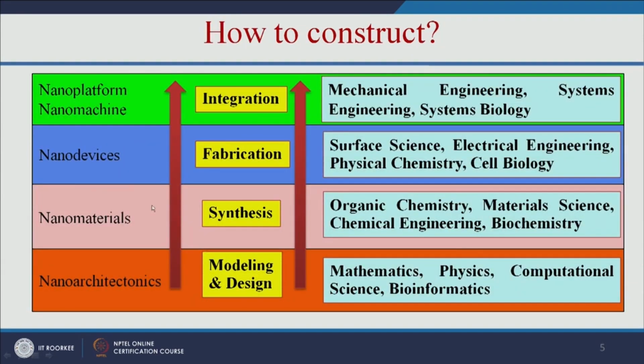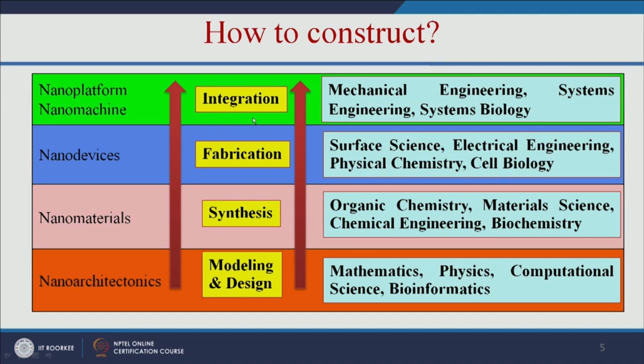So how do we construct a nanomachine? The first step is modeling and design, which comes under nanoarchitectonics, and these are the fields contributing to modeling and design. For synthesis of nanomaterials, mainly chemistry and biochemistry contribute. The next step is fabrication. For fabrication of nano devices we need the contribution from cell biology and other fields, and finally you have to integrate and make the complete nanomachine.